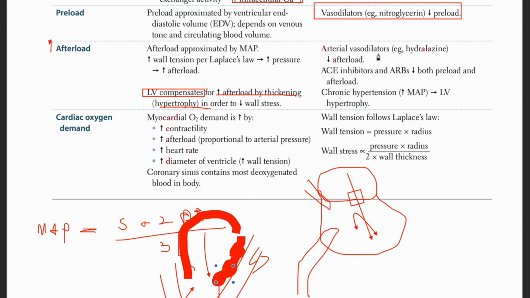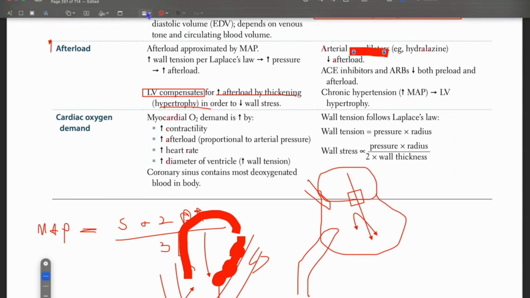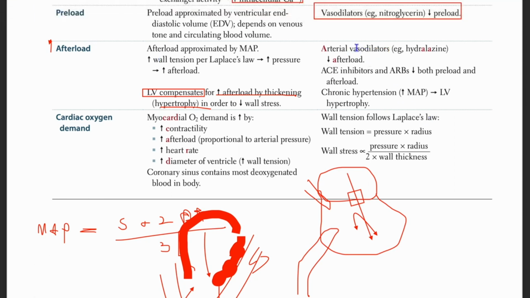Okay, so arterial vasodilators, for example hydralazine, decrease afterload. So what do these do? This is an antihypertensive drug, right? So it's going to decrease the systemic vascular resistance. If that is decreased, what happens? Again, this one doesn't have to work as hard now, so it will decrease the afterload.